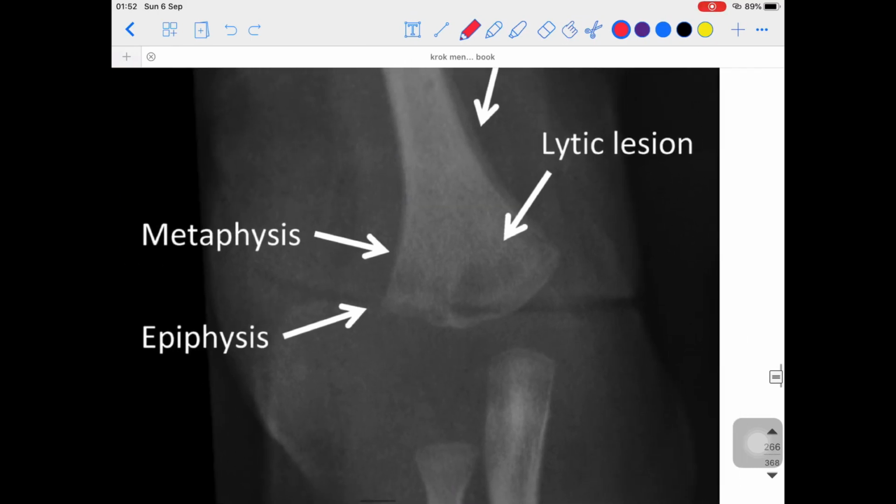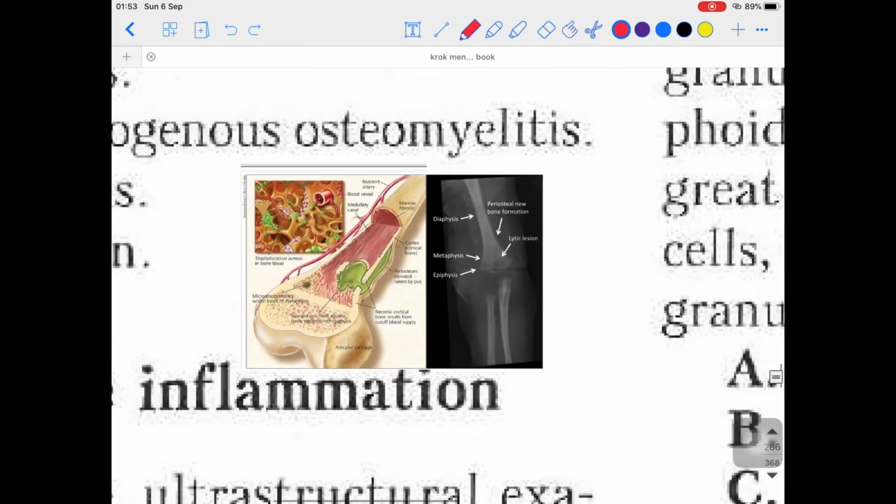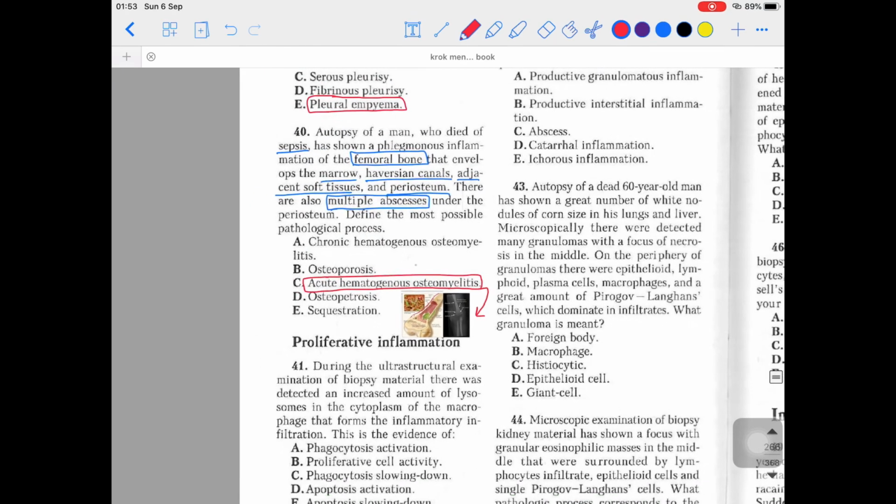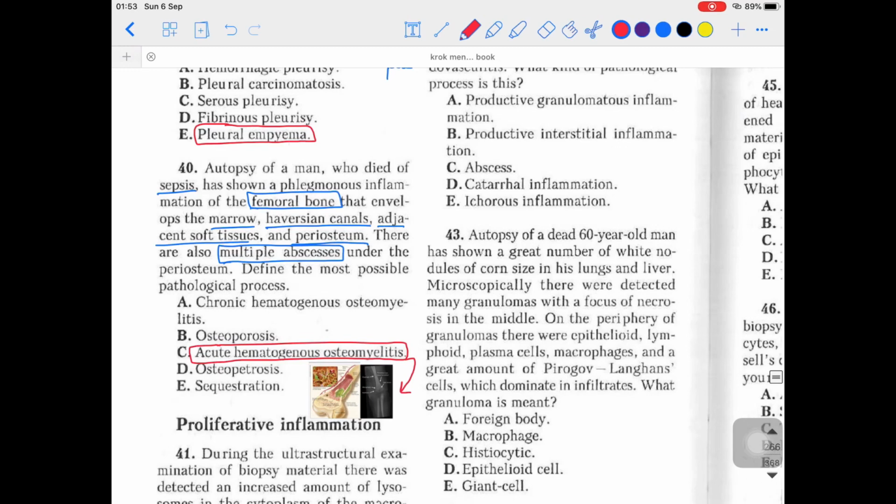Okay, I will zoom in over here. Yes, fine. So why is this lytic lesion there? Because of this hematogenous osteomyelitis. So what is the answer? Acute hematogenous osteomyelitis. The answer is going to be acute hematogenous osteomyelitis.